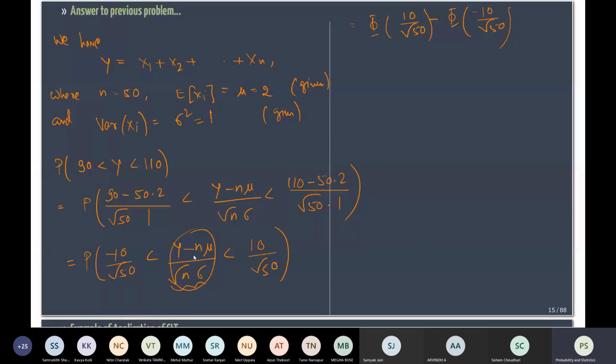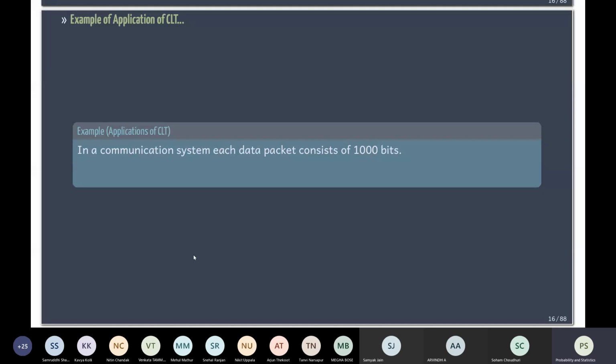Do we have some more examples on this? Yes, we have some time also. Okay. Similarly, we can also try to solve this example.